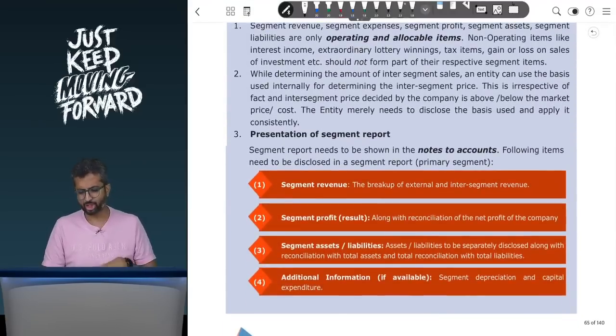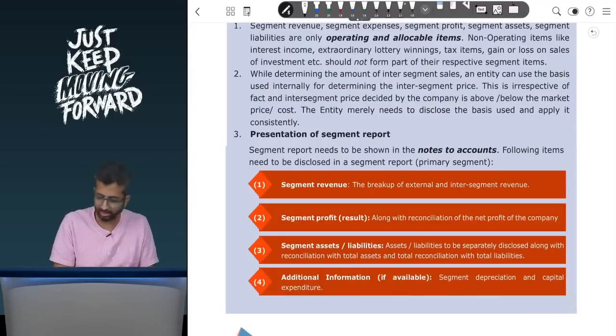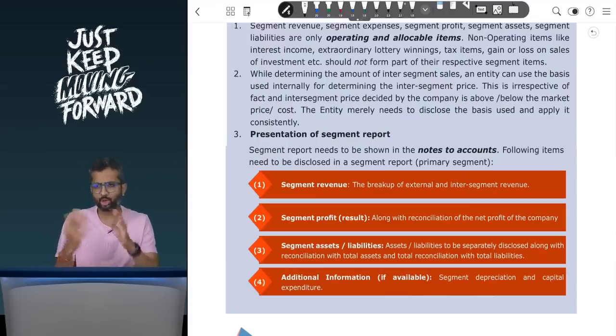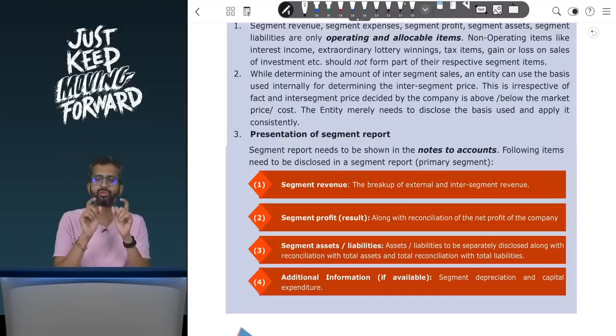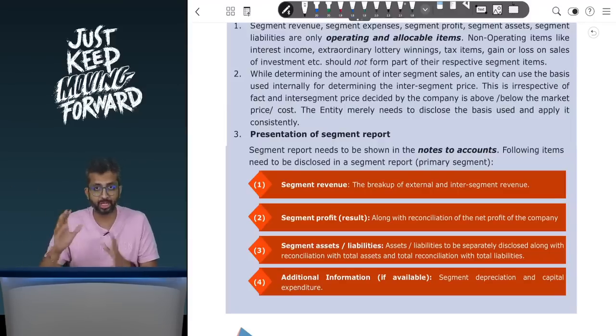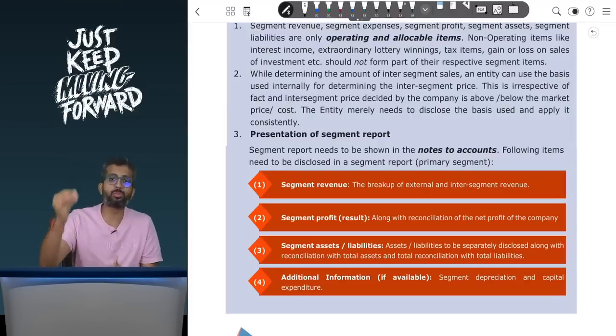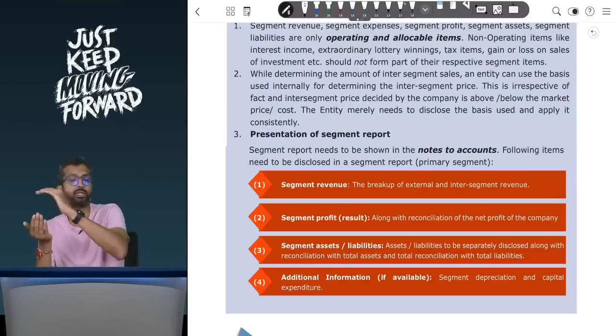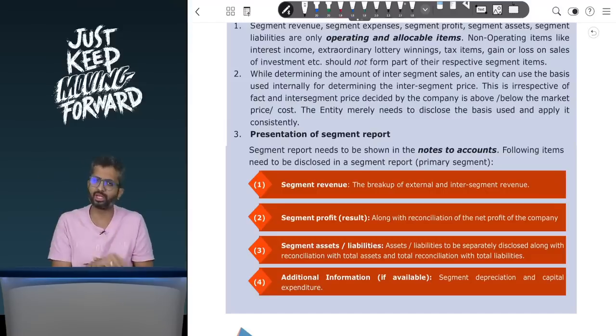And then you have presentation of segment report. Usually the institute at CA Inter does not ask you as many segment reports, but if it does, you should be aware. Preparation of segment report. What will you show in the segment report? Well, segment revenue, including the breakup of inter-segment as well as external revenue. Segment profits, along with the reconciliation with the net profit, because segment profit is segment revenue minus allocable segment expenses. There may be some expenses which are unallocable, some segment expenses which are non-operating. All of that, as a layman, they should be able to reconcile with the net profit. So reconciliation of the total segment revenue with the net profits.